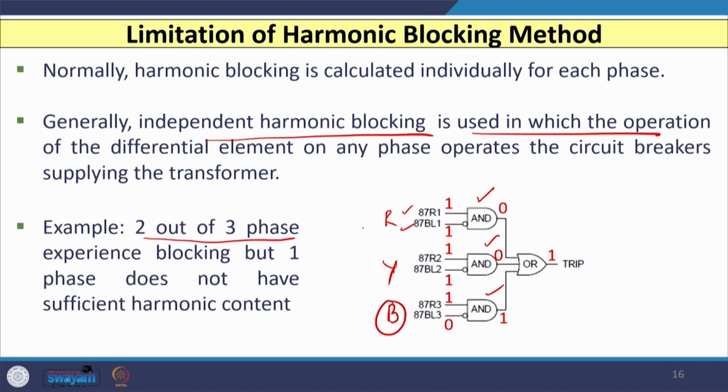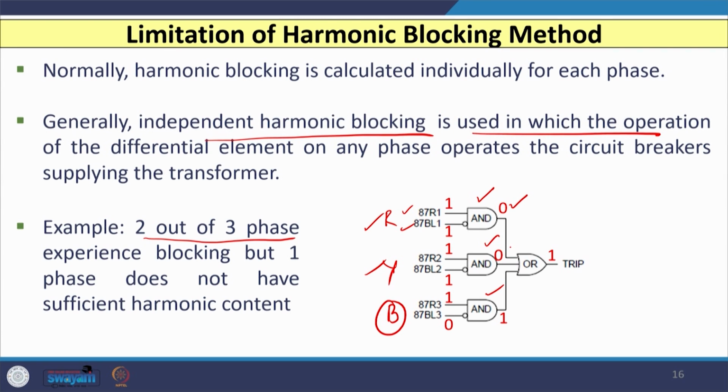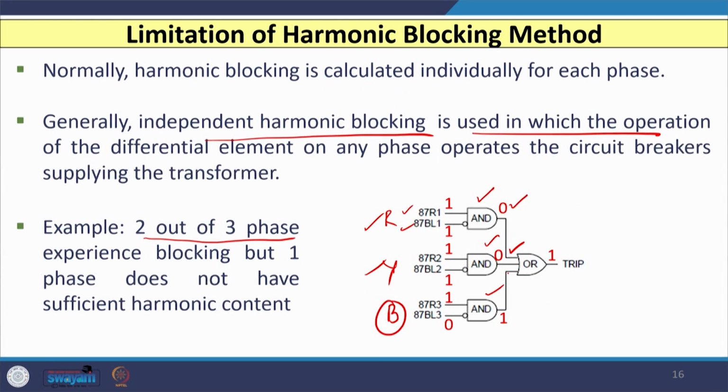So, when these 2 phases have the sufficient value of percentage of second harmonic, then as discussed you will have the logic that is 0 here. That I have shown here, whereas in the third phase where you have the percentage of second harmonic that is lower than the threshold, you will get the 1 logic. So, here that is ANDed with 1. So, finally, output will be given as 1.